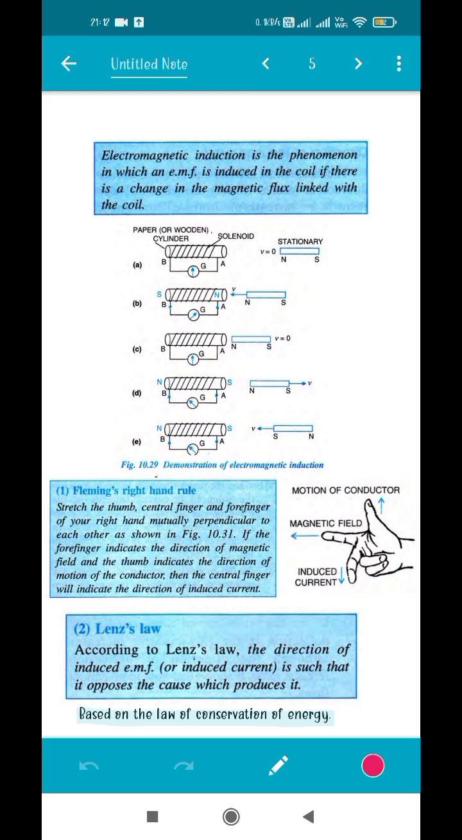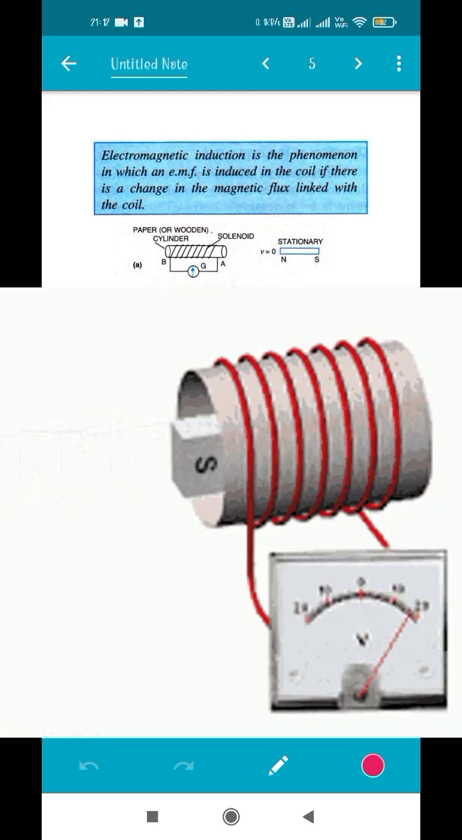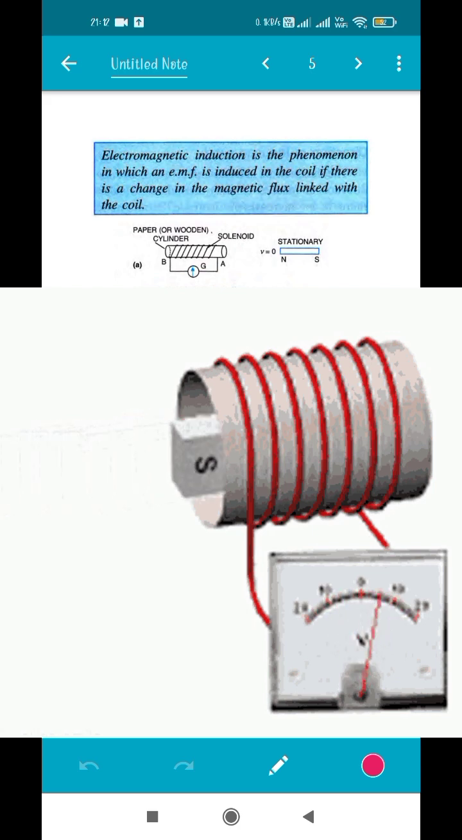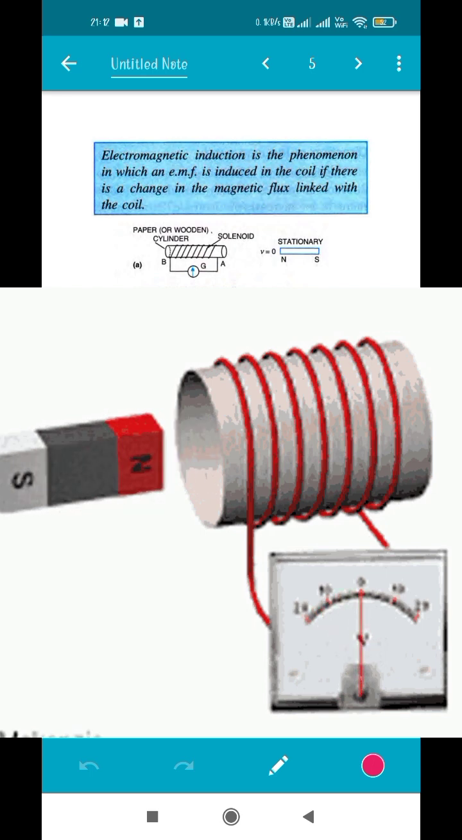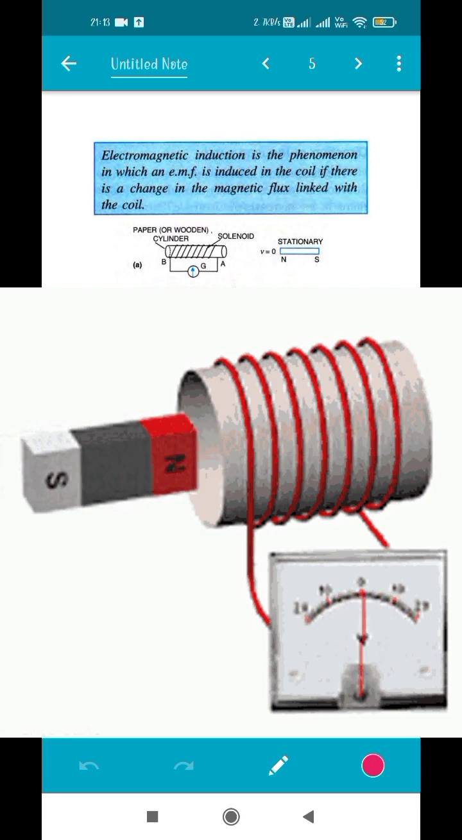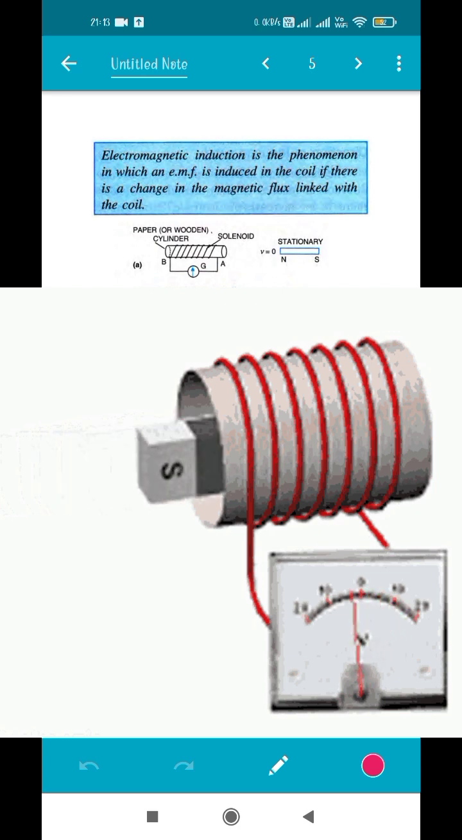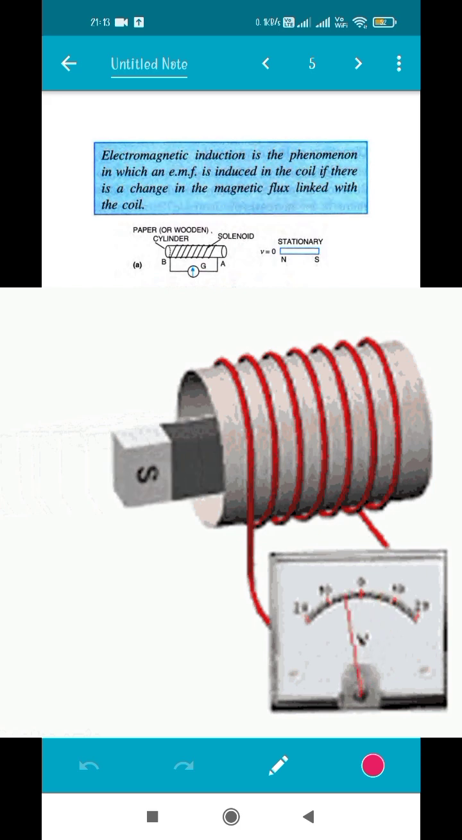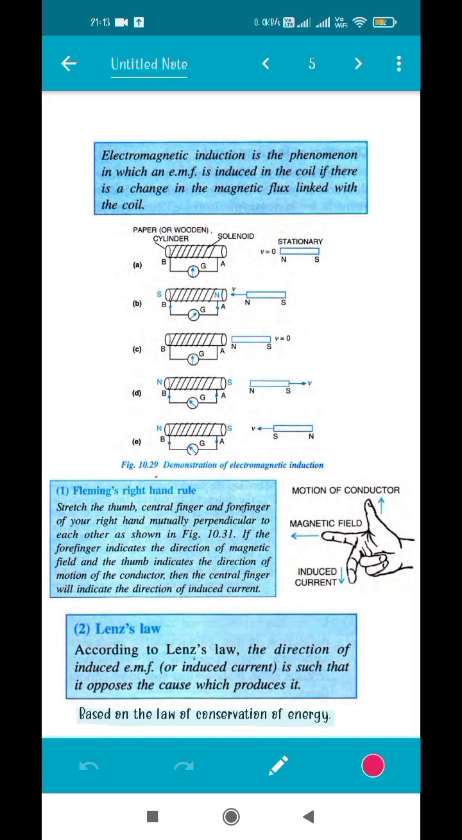So what happens if we take a bar magnet and move it close towards this structure, if we keep on moving it forward and backward, we will see that the galvanometer will deflect, which means that because of the movement of this magnet, some EMF or some current is getting induced in the coil. That means initially there was no current, but because of the movement of the magnet, a new current is getting formed in the coil. This phenomenon is known as electromagnetic induction.